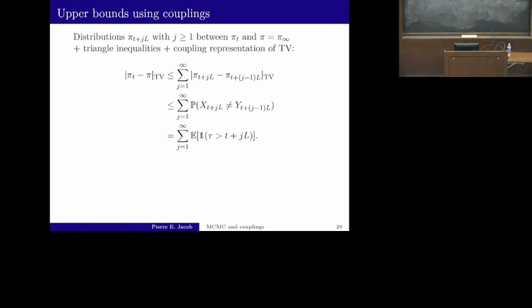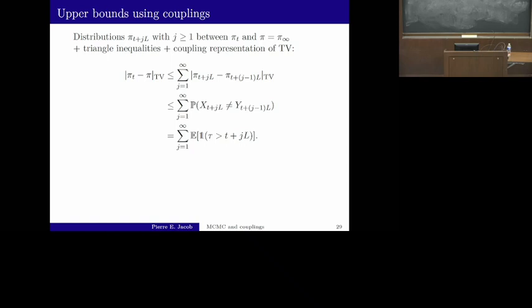Next, one of the representations of the TV is in terms of an infimum over couplings. If you take any particular coupling, you get an upper bound on the TV in the form of a probability that a variable that would follow the first distribution would be unequal to the variable following the second. So we have an infinite sum of those probabilities of things being different. Of course, in general, if your coupling is, for example, independent, then this is equal to infinity. So the bound holds and is not very useful.